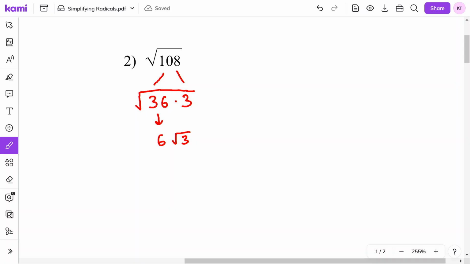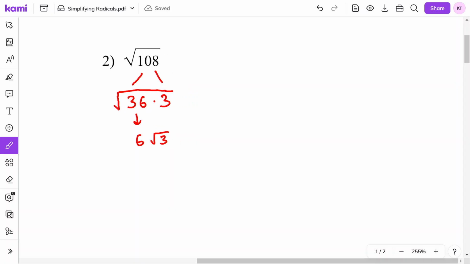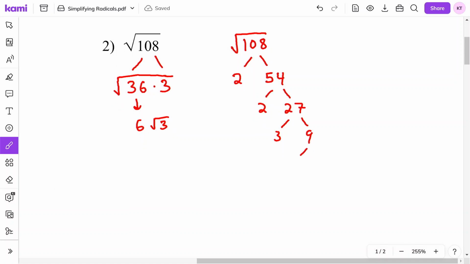Now, again, I'm going to do the factor tree method for this as well. So I will have the square root of 108. I'm just going to go ahead and divide this by 2 because I think that's the simplest way to go. So 108 divided by 2 will give me 54. 54 divided by 2, that's going to be 2 times 27. 27, I know that is going to be 3 times 9. And then 9 is equal to 3 times 3.